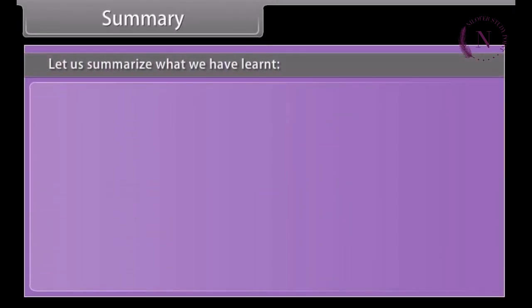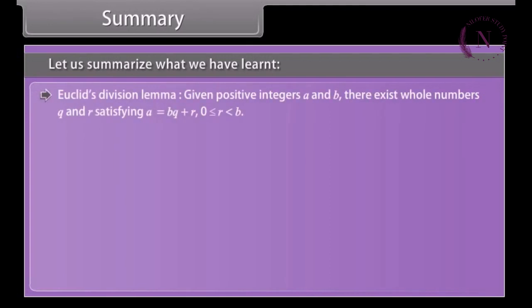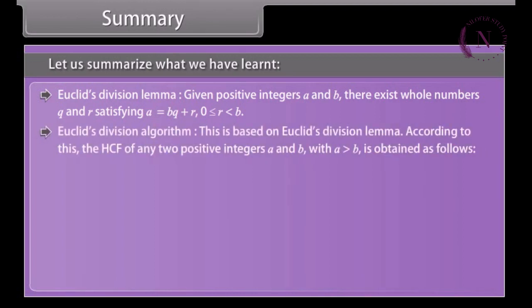Summary. Let us summarize what we have learned. Euclid's division lemma: given positive integers a and b, there exist whole numbers q and r satisfying a = bq + r, 0 ≤ r < b. Euclid's division algorithm. This is based on Euclid's division lemma.